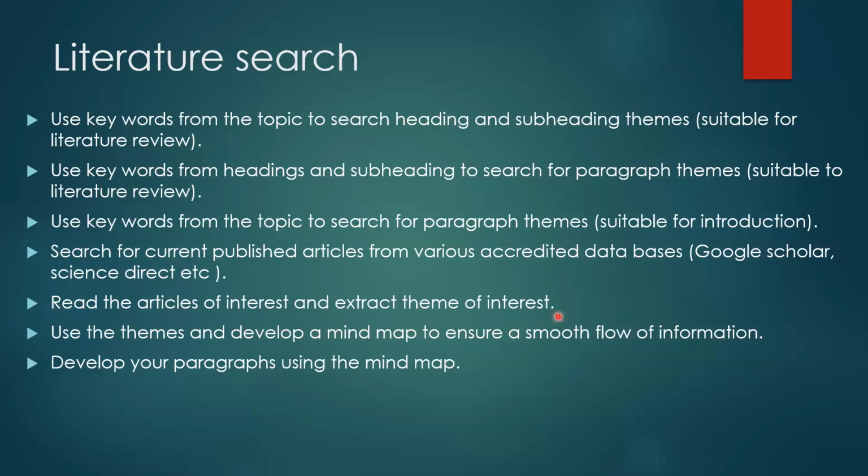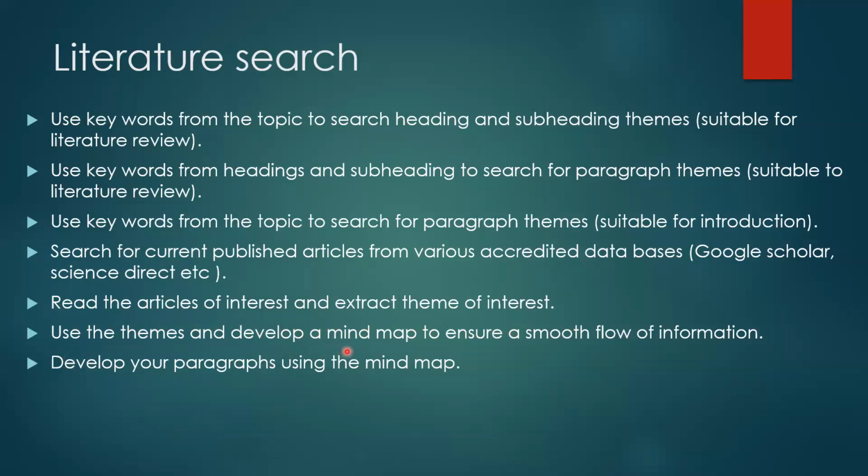Okay, so if I have a title and I'm doing a literature review, I must first look for headings and subheadings. Thereafter, I use each heading and do a further literature search, and then I look for themes that I can use to build my paragraph under that heading. Okay, I cannot say more than that. Then you read all the articles of interest, you extract the themes and use them the way you want to.